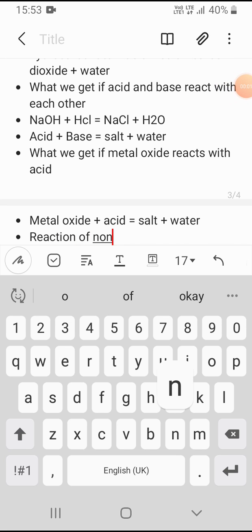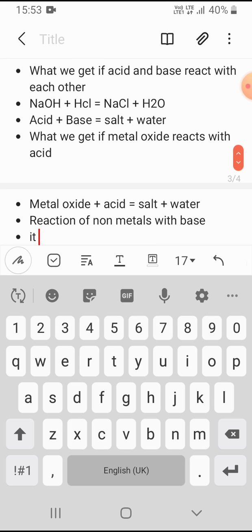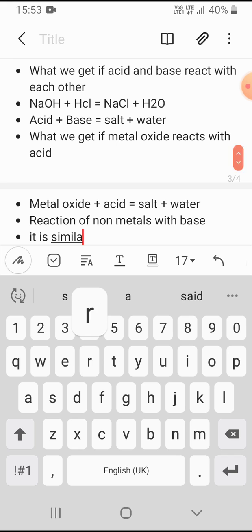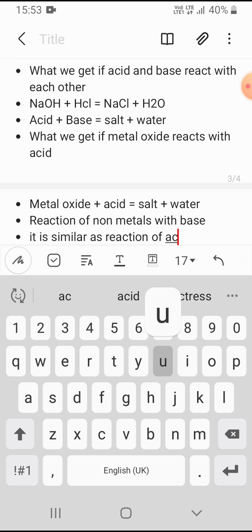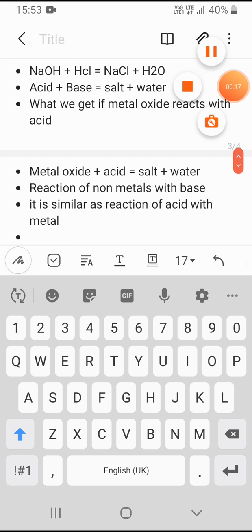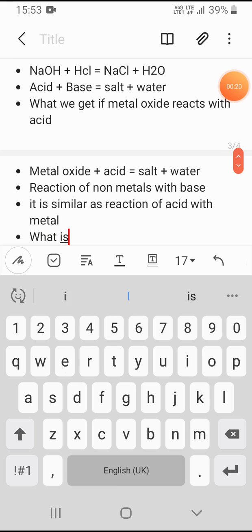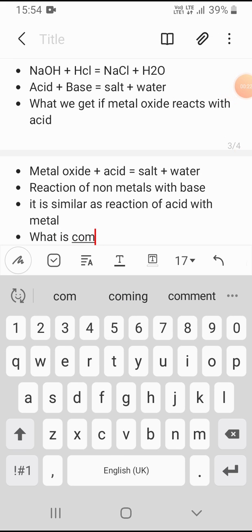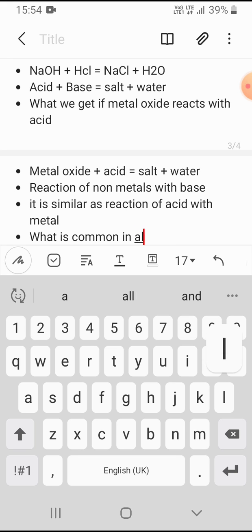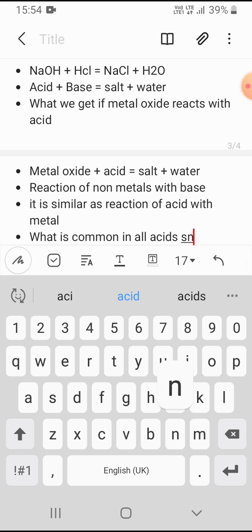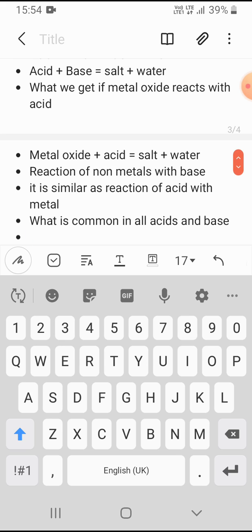The reaction of non-metal oxides with base is similar to the reaction of acid with metals. Now, what is common in all acids and bases? What thing is common? They may ask you to differentiate what is common between acid and base.